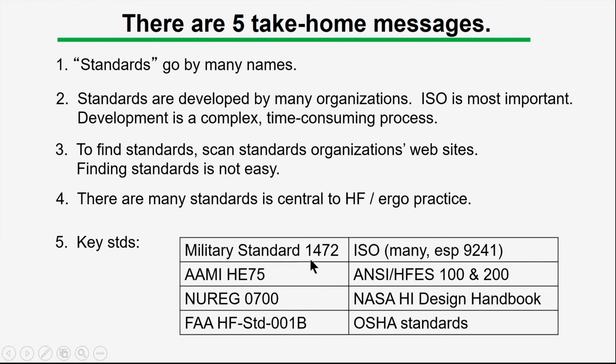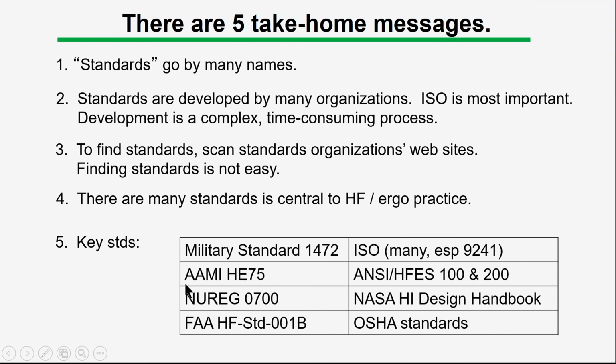Again, in summary, MIL Standard 1472, version G currently, H to come out sometime in the future, is the Bible. If you have one standard you must have, it's 1472. AMI HE 75 is concerned with medical devices, but again, as with many standards, there are things in there that are applicable to things other than medical devices that you might find useful.